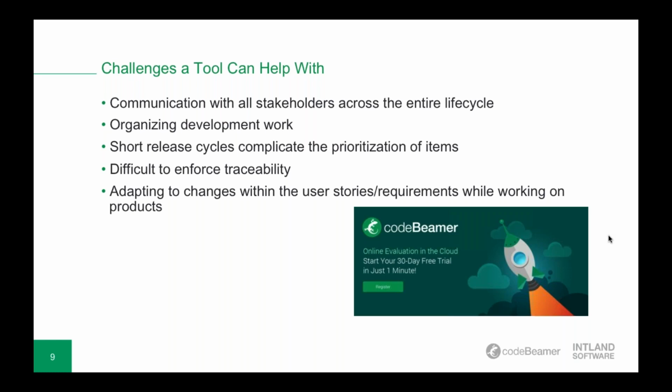They have to have a good understanding of what the customer wants, and transparency is very important. Organizing development work, obviously, you have shorter time to do this, and if you have a tool that automates and forces processes and helps organize all of this, that can be a great plus. Short release cycles complicate the prioritization of items, so you have to keep track of all of those as well. It's really difficult to enforce traceability without a tool. This is especially important for people working in a highly regulated environment where traceability is just a must.